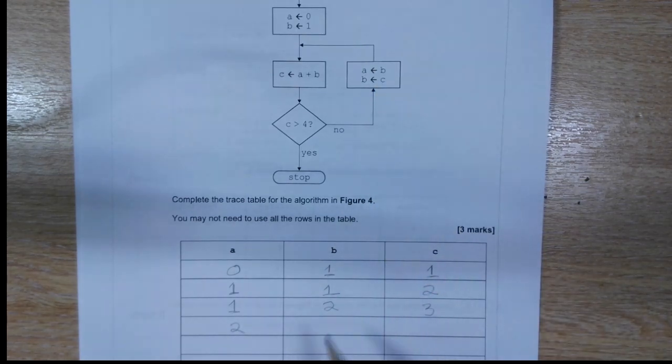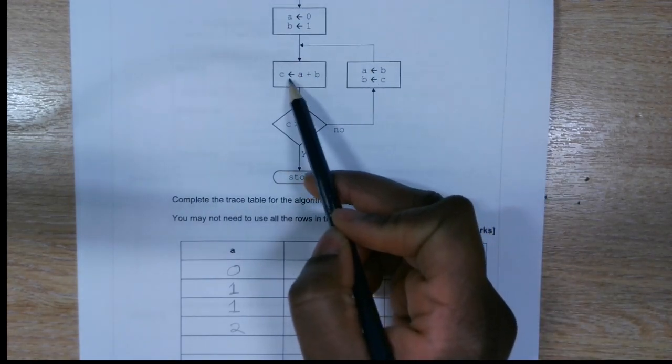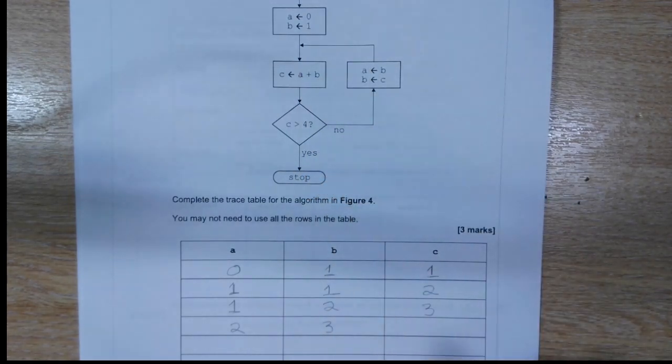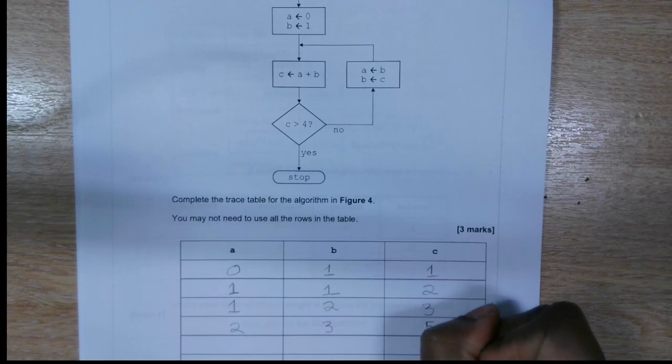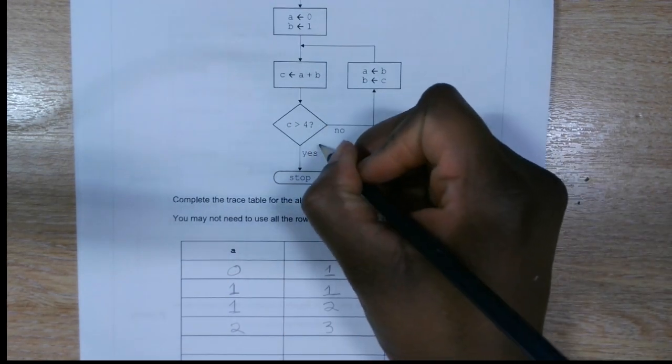So 2 and 3. C equals A plus B, which is 5. Is C greater than 4? Yes, it is now because it's 5. And the flowchart stops.